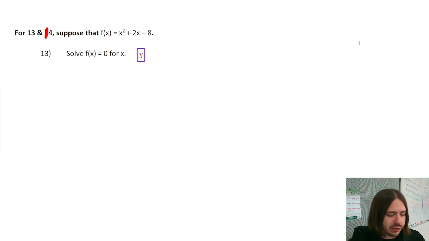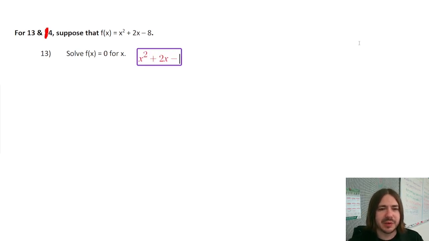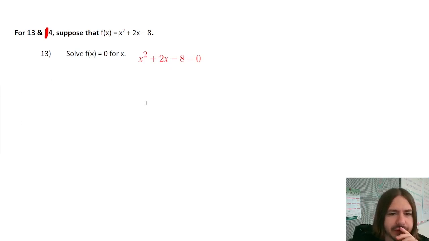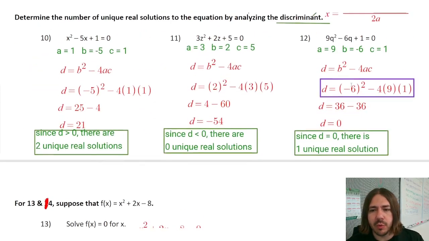Well, I said that we were done with the quadratic equation problems, but here we go again. So we got x squared plus 2x minus 8 equals 0. This is the f of x that's defined up here, and we're asking when this is equal to 0. You definitely could solve it using factoring, but I just want to give the quadratic formula one more go here.